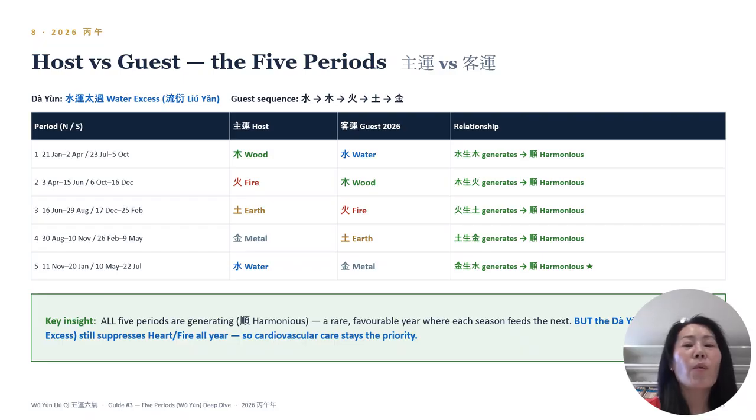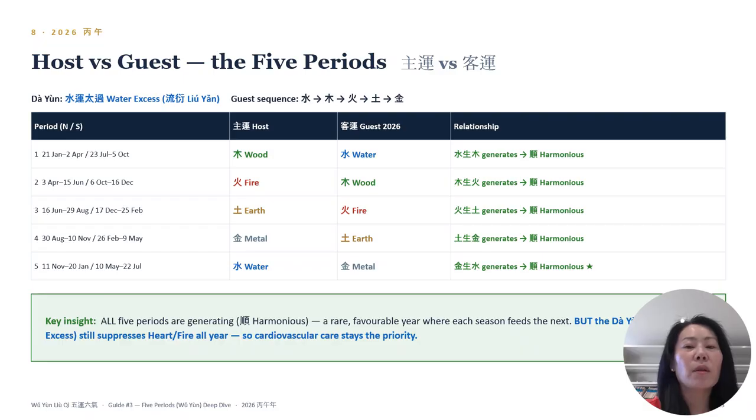So look at what happened. All 5 periods are generating. All 5 are harmonious. That's the key insight in the green box. 2026 is a rare, favorable year of the 5 periods, where each season smoothly feeds the next. Water into wood, into fire, into earth, into metal, and this is the caveat that ties back to everything.